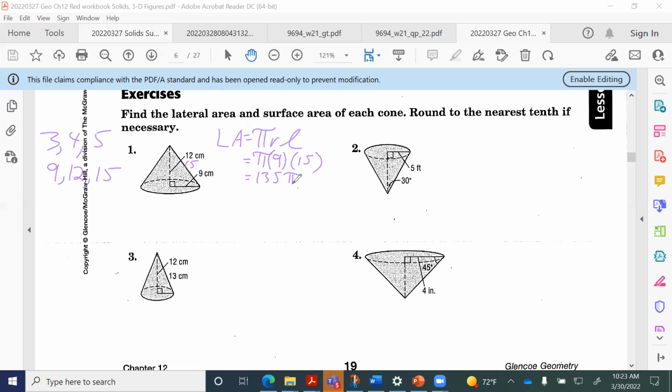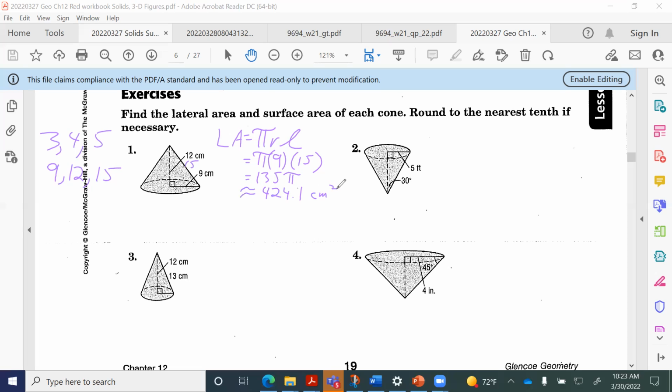So we have 135 pi. They said round again. So 424.1. That's 424.1 centimeters squared.